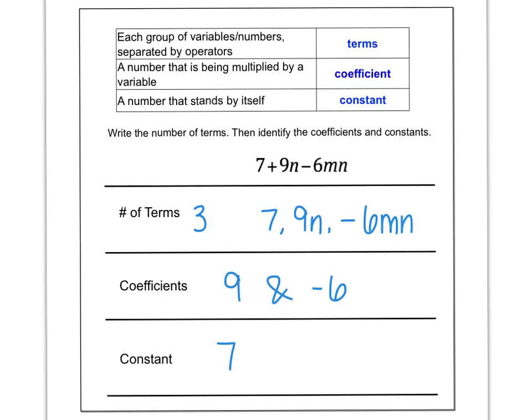So you're going to do some practice just like this, given an expression, picking out the number of terms, and then picking out coefficients versus constants. Don't forget when you do this to consider it as a negative if it has that minus in front of it. Good luck.